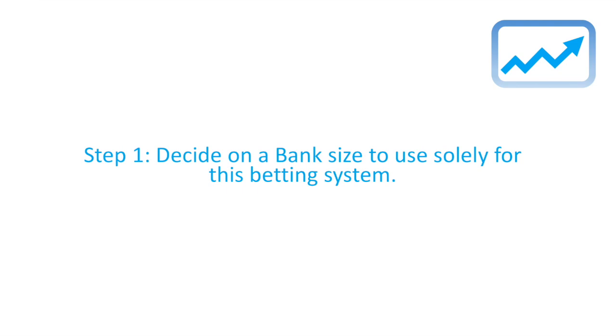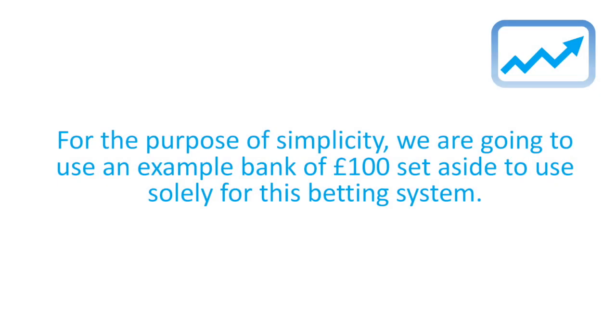Okay, so let's now move on with the betting system. So step 1, decide on a bank size to use solely for this betting system. Now, this should be money you do not need for anything else, and money that if you were to lose the whole lot, it would not in any way affect your standard of living. For the purpose of simplicity and to show you an example of exactly how this betting system works, we're going to use an example bank of £100 set aside to use solely for this betting system.